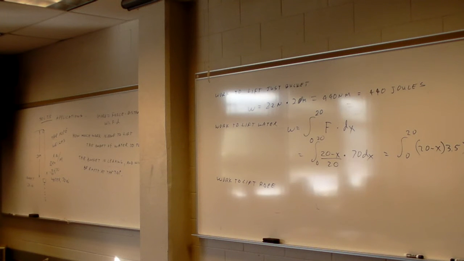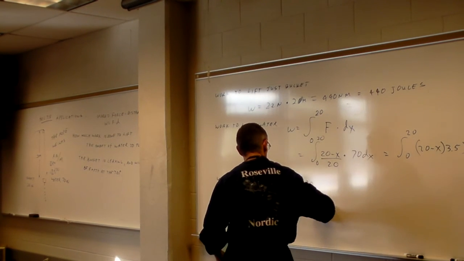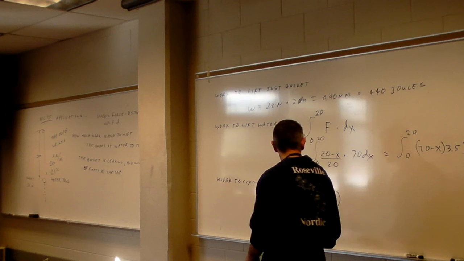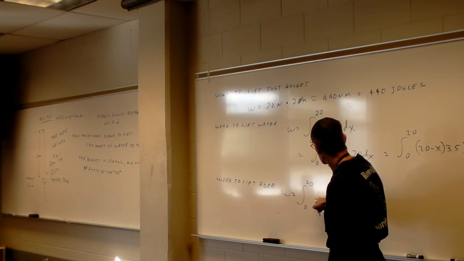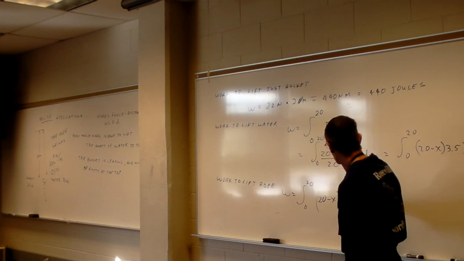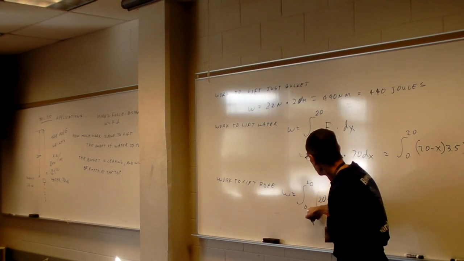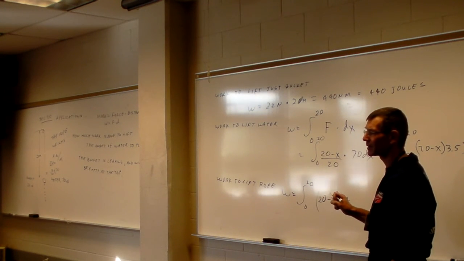20 minus x times 0.4. That would be the force needed, because it's 0.4 times the length of the rope, and whatever amount of rope we've lifted up, there's that much less force that we have to lift. So it's from 0 to 20, the force is 20 minus x times 0.4. Because when x is 0, the rope weighs the entire 20 times 0.4. And when x is close to 20, the weight of the rope is almost down to nothing. So you want this thing and that thing to make sense. Are you with me on that? Because that's going to play a big role in the next problem.